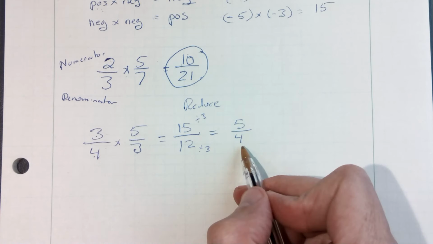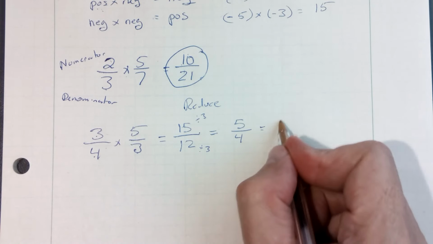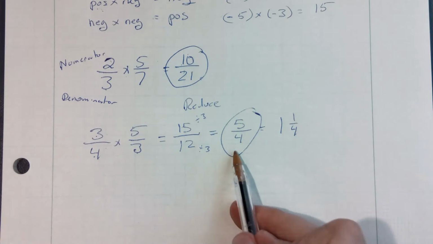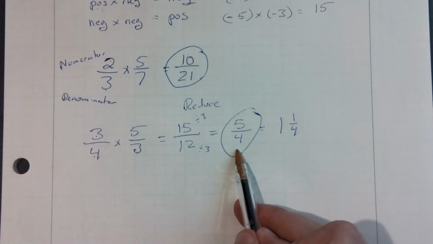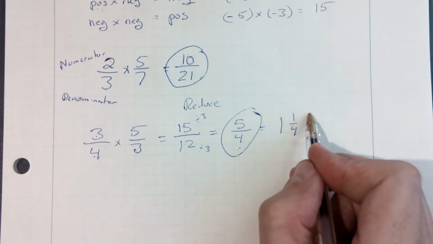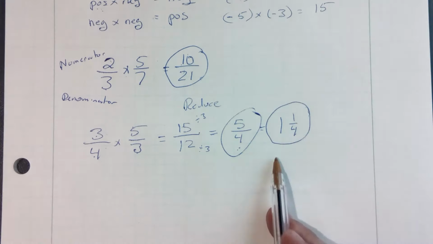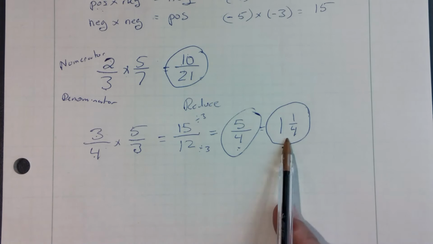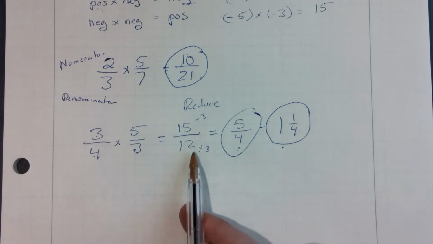Again, this could be represented as 1 1/4. But the improper fraction is perfectly fine. I recommend just leaving it as the improper fraction, as going to a mixed number is one more step and one more chance to make a simple mistake. But if you like mixed numbers, you may absolutely go to a mixed number and be perfectly fine. Either of these work. Now, I want to go back to this reducing.